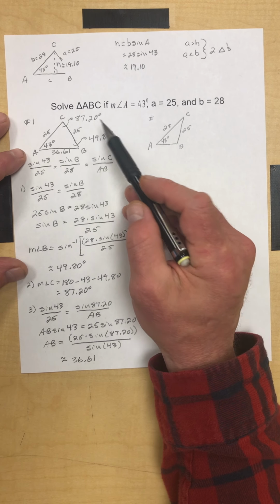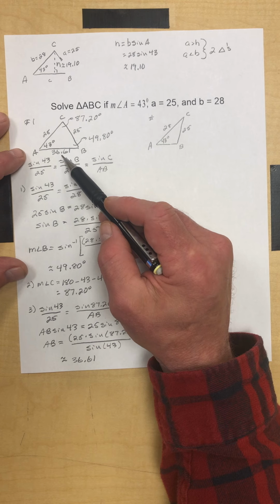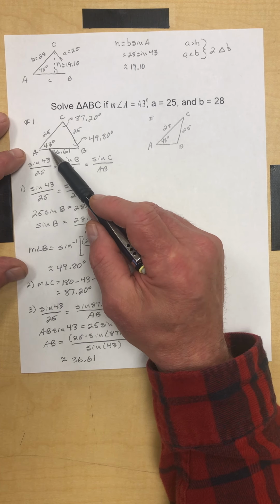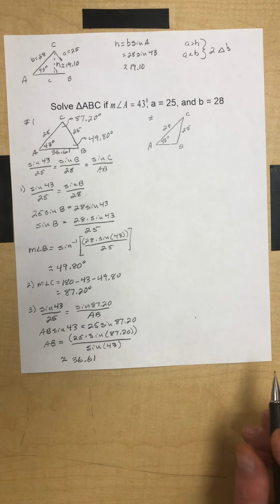Our largest angle is angle C. The longest side is the side opposite that. That makes sense. Our smallest angle is angle A, and the shortest side is opposite that. That makes sense, so we should be in good shape.